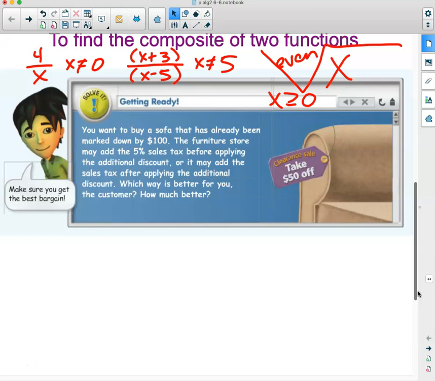Getting ready kind of goes along those same lines. You want to buy a sofa that's already been marked down by $100. You saw that in the paper. You know they have a break on it here. The furniture store may add 5% sales tax before applying the additional discount. So you got to the store, you already know they lowered the price $100, and you see this little tag. Take another $50 off. Ooh, it's even cheaper. But you have this tax there. So, would you want to figure out the tax first and then take the discount? Or would you want to take the discount and then get the tax? And is one of those ways better for you or not?